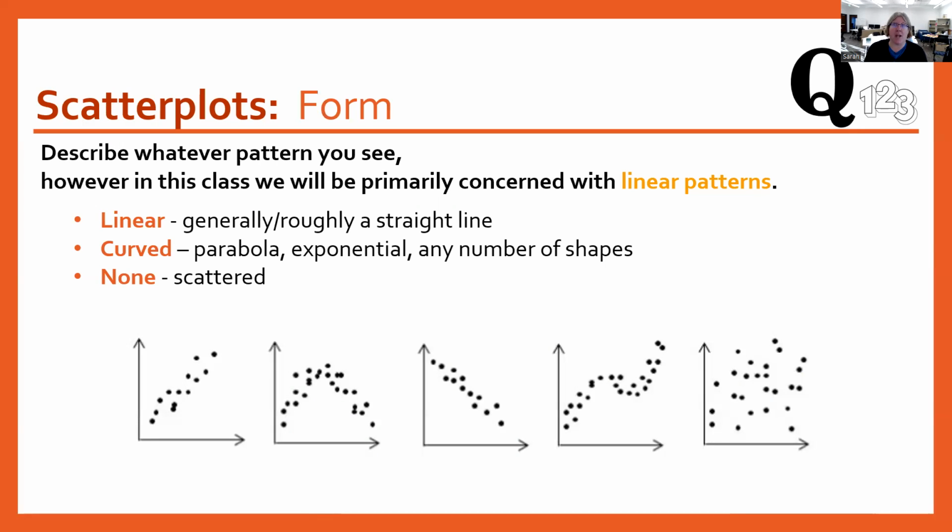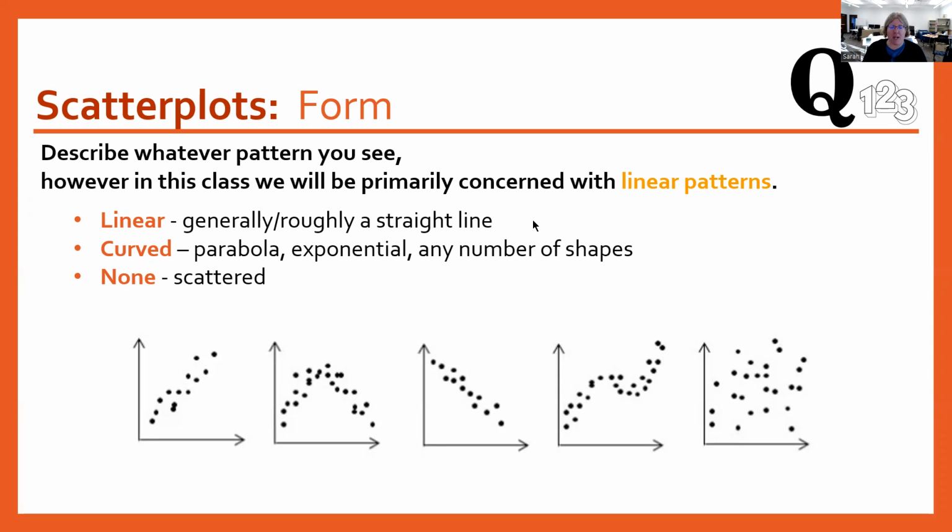So that could be like quadratics that make parabolas. That could be exponential growth that starts out slow, it goes up really quickly. There's any kind of shapes that could be in that one. And then there's also just no relationship at all. It's just scattered. And we saw an example of that with the first scatter plot we looked at, the one with the age and the salary. There just didn't seem to be any pattern there.